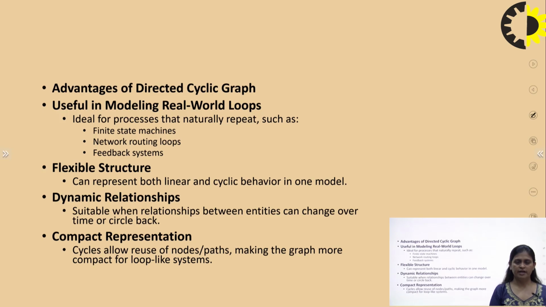After that, dynamic relationships. It is suitable for relationships between entities that change over time or circle back. Last is the compact representation. In a compact representation, cycles allow reuse of node paths, making the graph more compact for loop-like systems.